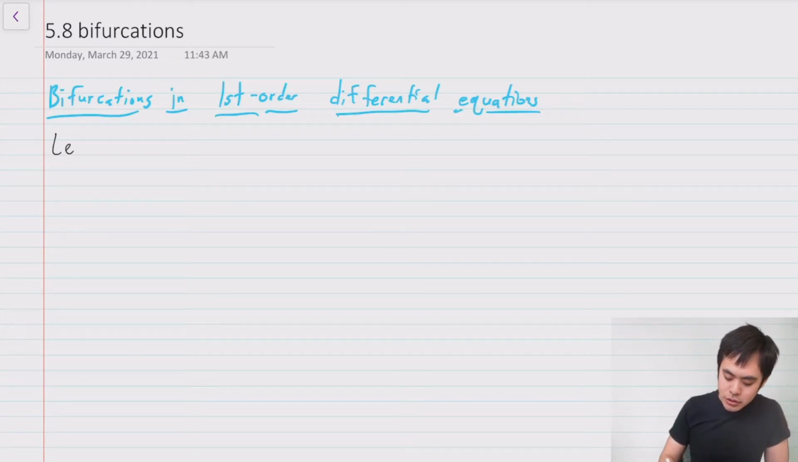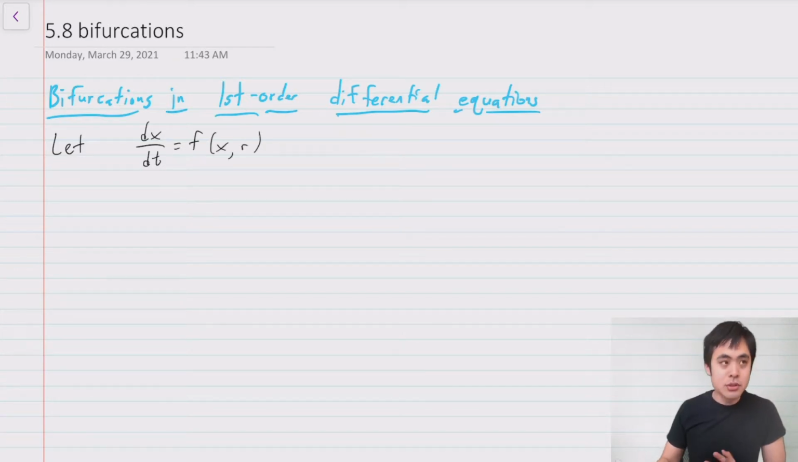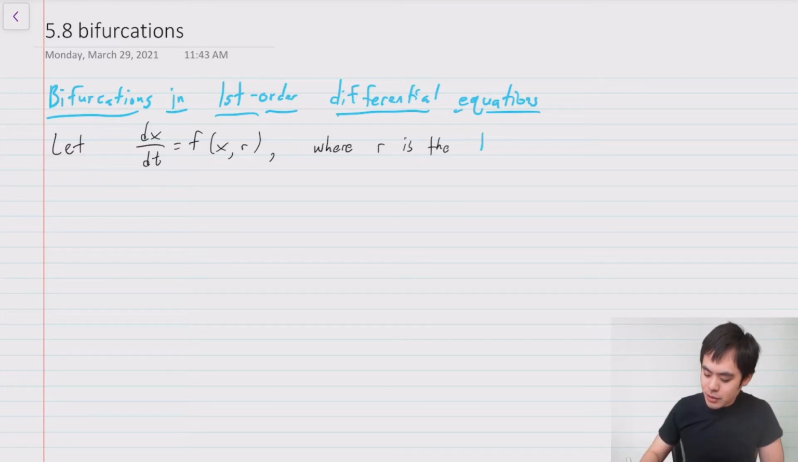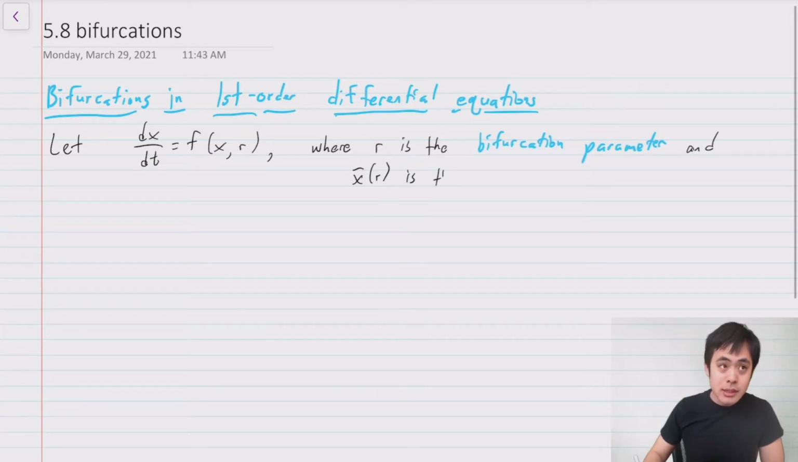Okay, so we're going to start with the usual setup. Let dx/dt be equal to some function f(x, r). So this is going to be an autonomous system where r is the bifurcation parameter, and x bar of r is the set of equilibria given some value of r.